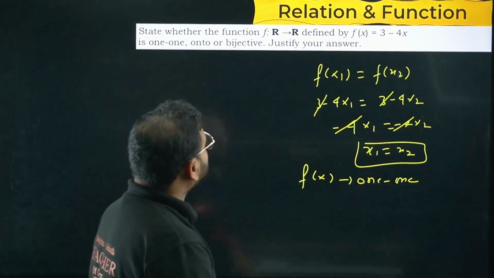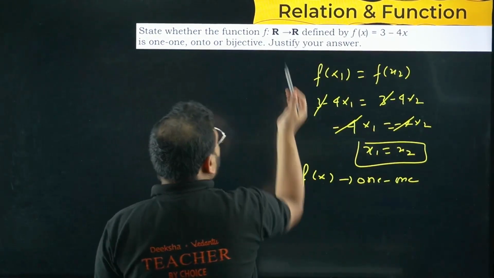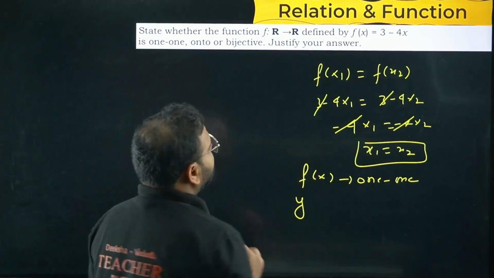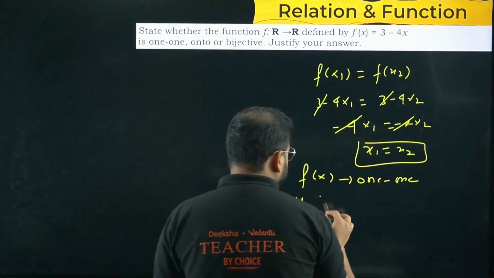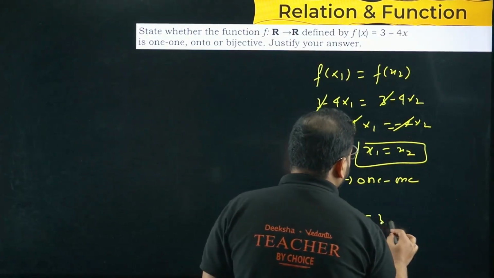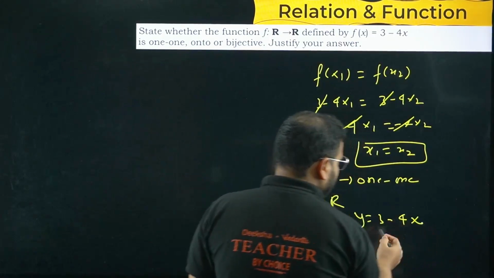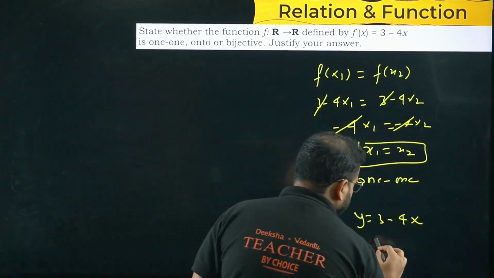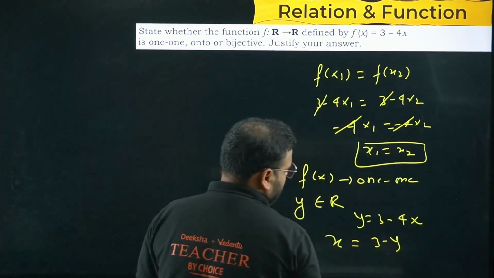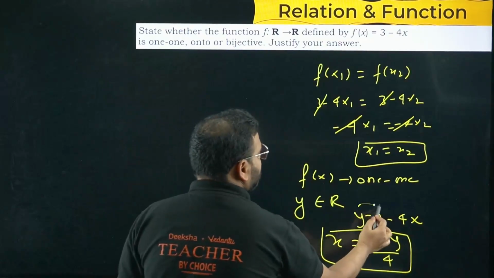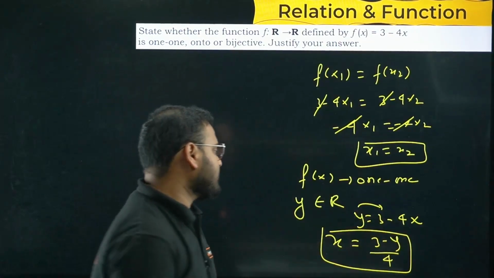Okay. What about onto? So since it is all real, it makes our life easier actually. If you take a number y from the real numbers and write this function y equals 3 minus 4x, find x as the subject now. Please check, you get x as 3 minus y upon 4, right? y will come on this side and then you divide by 4. So you get 3 minus y upon 4.